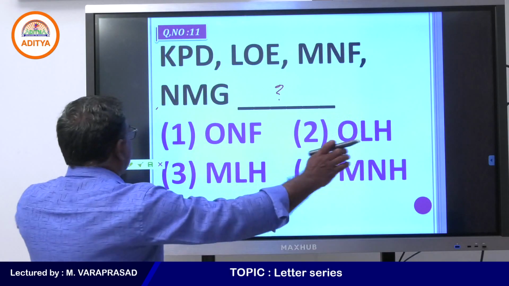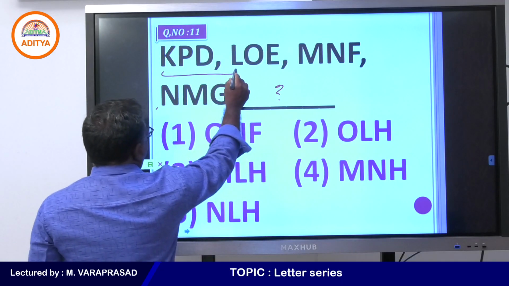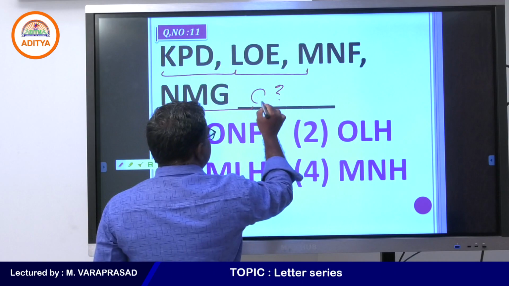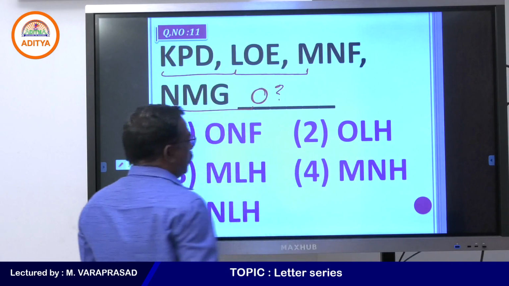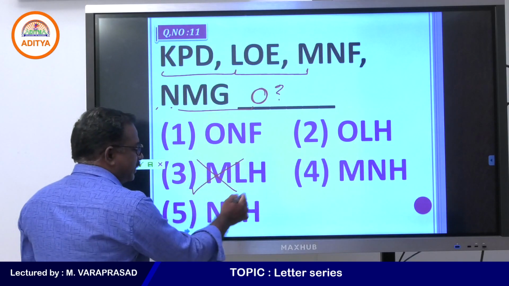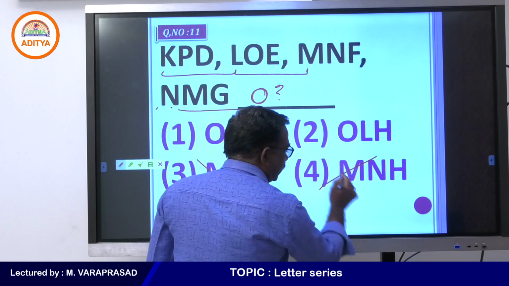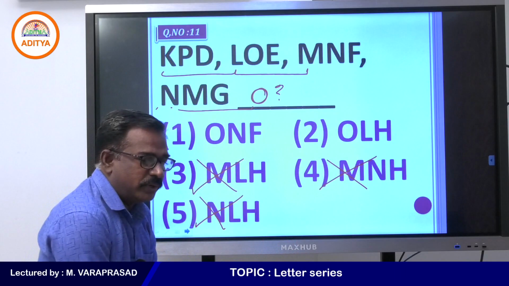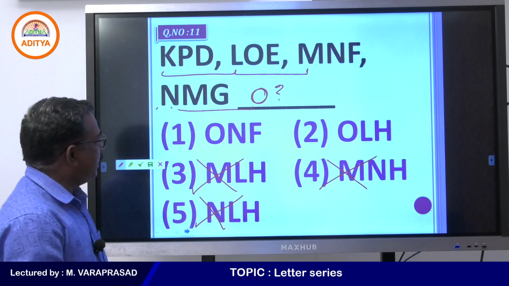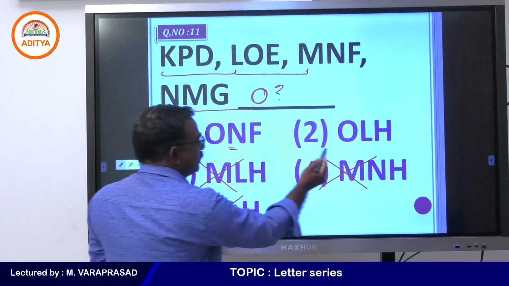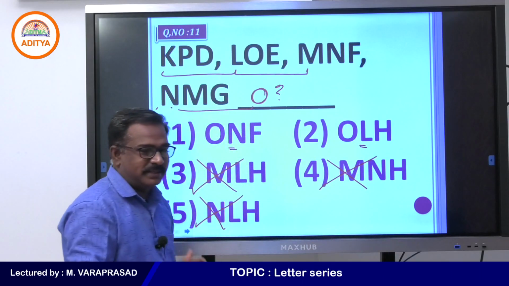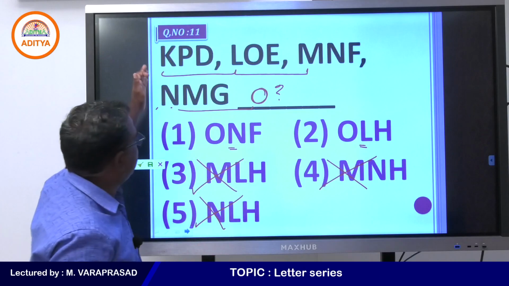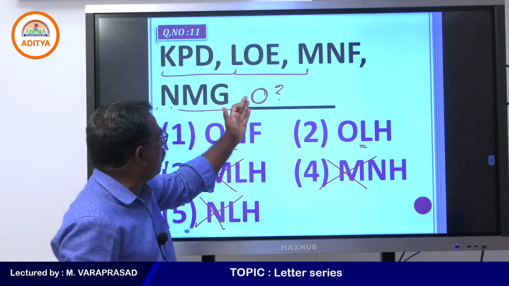Easy one. If you take the first letters K, L, M, N, O, the answer will start from the letter O. So this is not required, this is not required, this is also not required. So out of 5 options, 3 options are not required, only 2 options are remaining. This is one letter, this is another letter. We will decide the answer here. So the first letters are going on consecutively K, L, M, N, O.